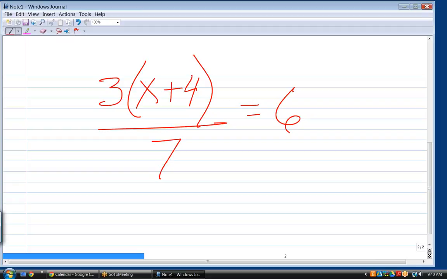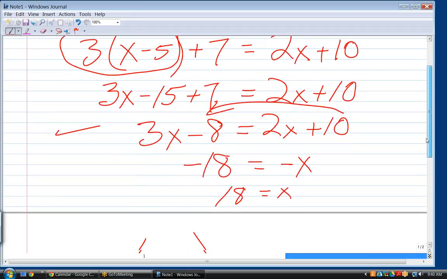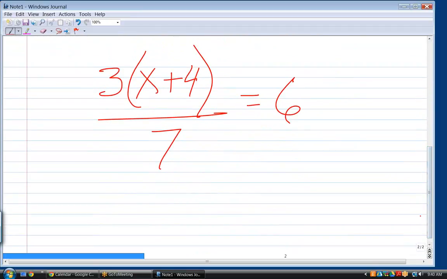What would your first step here be? Add the 3 to the x and the 4. You mean multiply the 3 by the x and the 4? Yeah. In other words, that was your first step on the last problem, if you remember. We had to get rid of those parentheses. Well, sometimes the better first step is to get rid of the denominator.